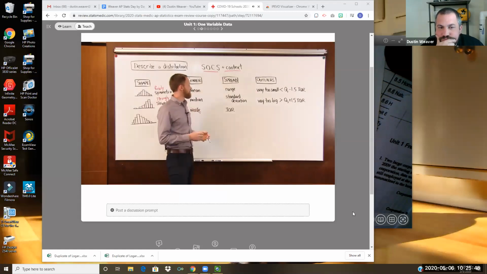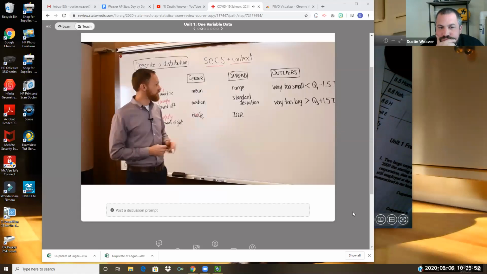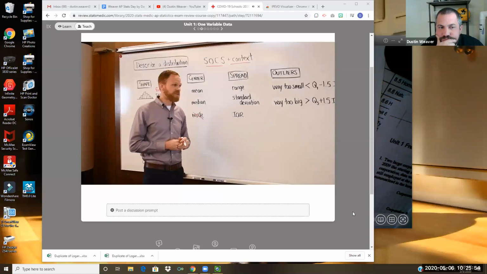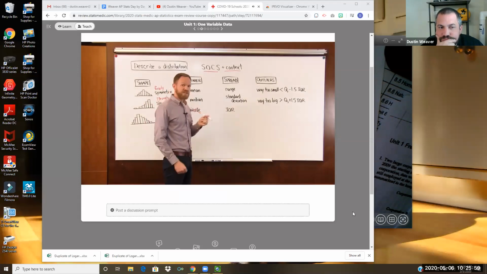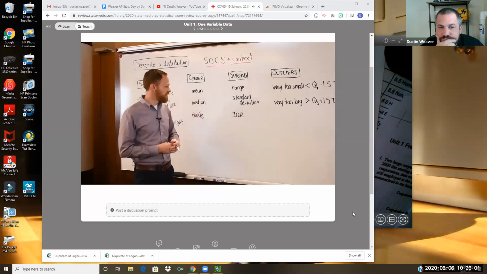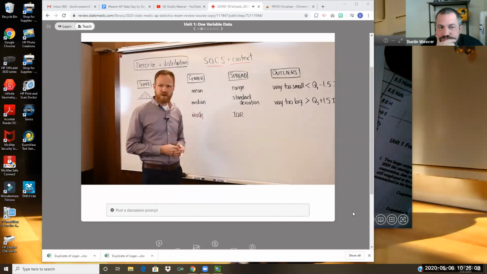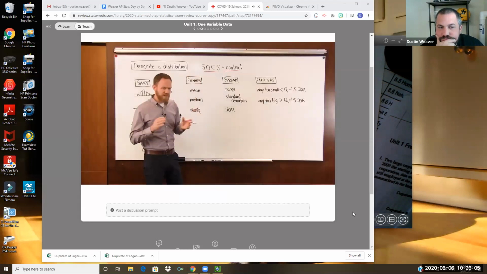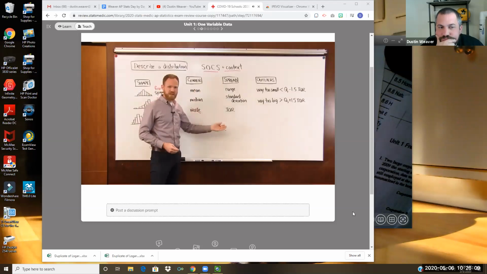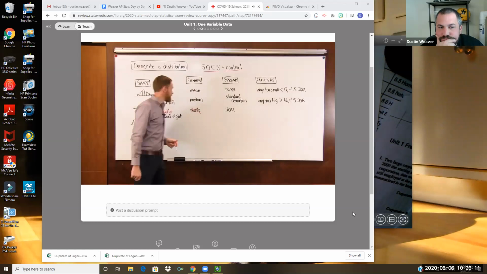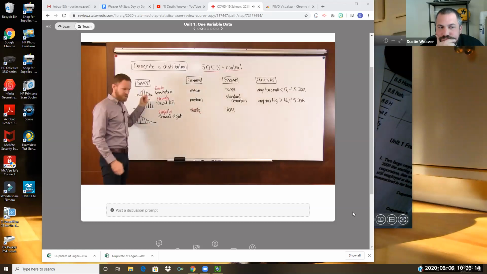Now when it comes to spread, you have a few choices as far as how you would describe the spread of a distribution, including the range, which is just the maximum minus the minimum. Make sure you give that as a single value, that the range is a single value, the standard deviation, and then also the IQR. So the next question becomes, which measures of center should I use, or which measures of spread should I use? And the answer to that depends on the shape of the distribution.